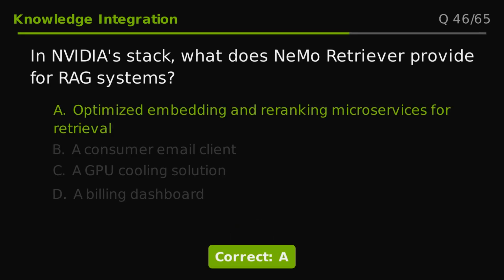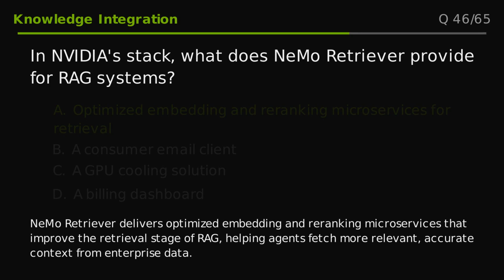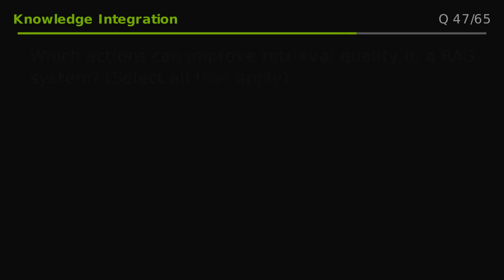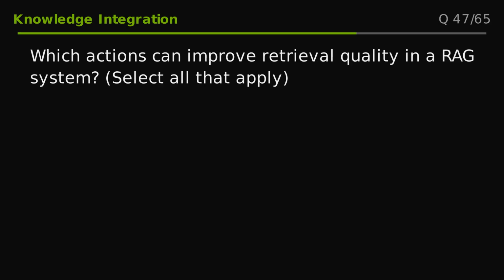The correct answer is A. NeMo Retriever delivers optimized embedding and re-ranking microservices that improve the retrieval stage of RAG, helping agents fetch more relevant, accurate context from enterprise data. Question 47. Which actions can improve retrieval quality in a RAG system?